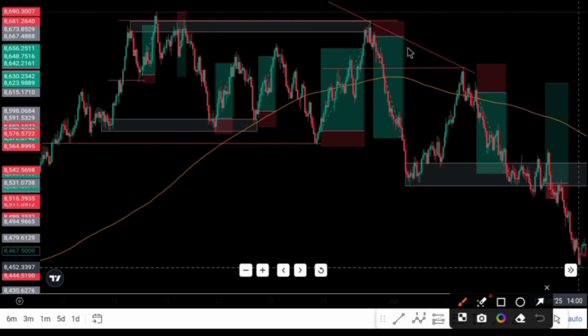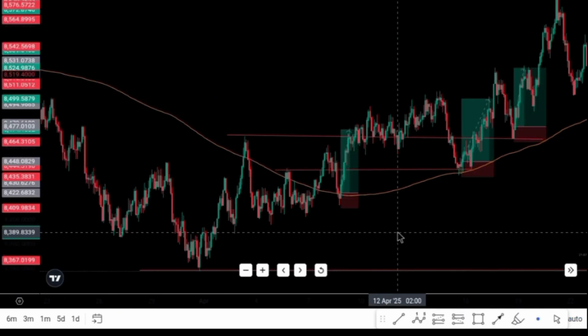So you can see I kept taking entries at lower highs. Can you see? I sold at lower highs. I sold at this lower high, on and on like that, because I obviously can spot the market structure or the market trend. I can see the change of the trend. That's why I can spot it easily. So once you're able to do this, it becomes way easy for you.